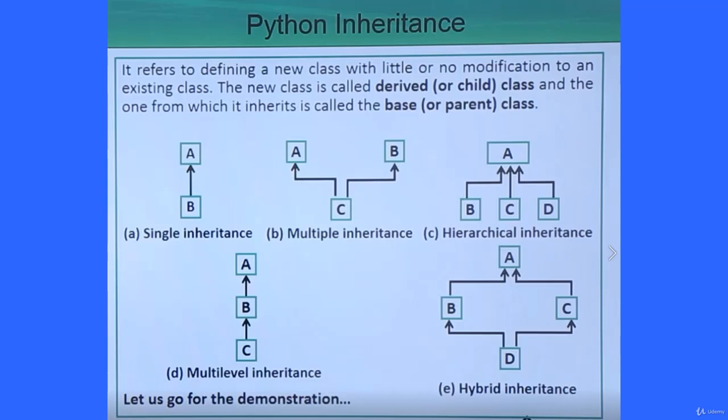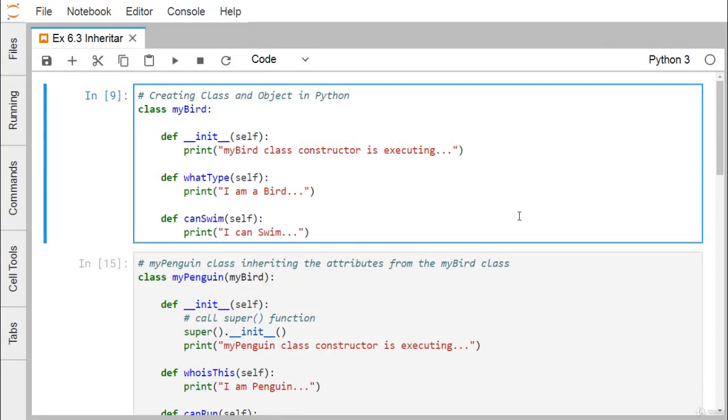In this session, we shall discuss inheritance and polymorphism as observed in Python object-oriented programming. Here we have defined one class. The name of the class is myBird. This is the constructor, this is one method, whatType, and canSwim is another method. The method bodies are very simple; we have just put one print statement there.